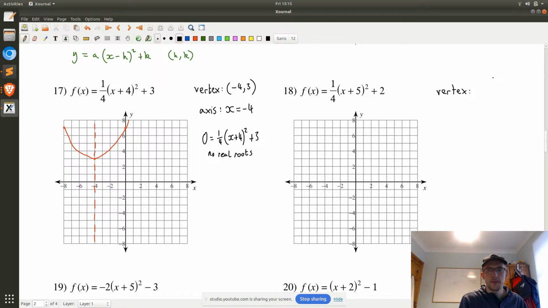Okay, so the vertex is negative 5, 2, and the axis of symmetry is x equals negative 5. So negative 5, 2 is there. And it opens upwards as well, so it has no real roots. When we expand this here, we get x squared add 10x add 25, 25 over 4. 6 1/4, 6 1/4 add 2 is 8 1/4. So the y-intercept is off the screen over here. There's the axis of symmetry.